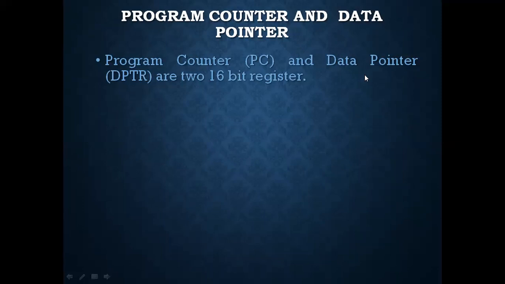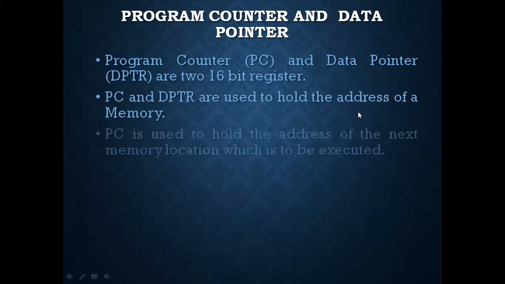We'll discuss this data pointer register in two or three slides. These data pointer high and data pointer low are both 8-bit registers, so together they form a 16-bit register. Data pointer and program counter are the only 16-bit registers in the 8051 microcontroller. Now, this program counter and data pointer are used to hold the address of a memory. Program counter stores the address of the next instruction to be executed.